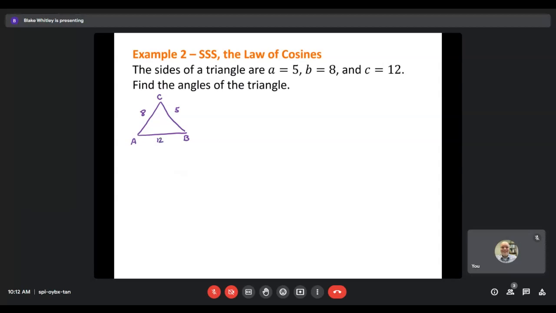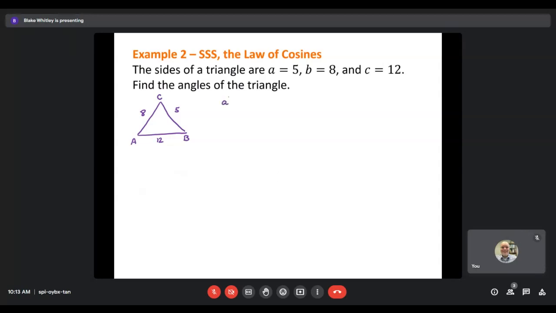Now, in this case, because we don't know any of our angles at all, we can't set up a law of sines problem because we would need the angle and its opposite side. Since we're only given 3 sides, that tells us we're going to have to use law of cosines. Since we're given all 3 sides and we need to find all 3 angles, it really doesn't matter which angle we find first.